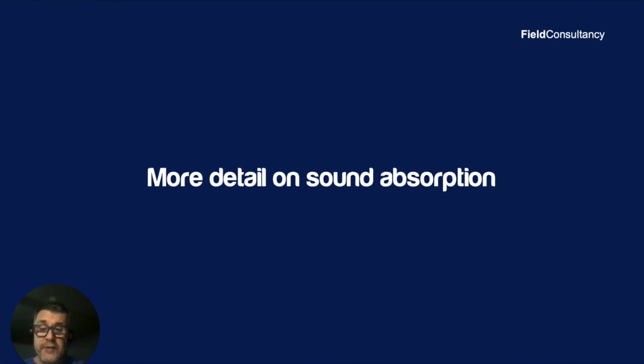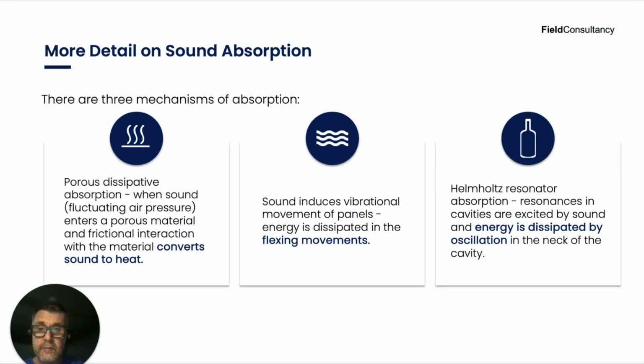More detail on sound absorption. So when we focus on sound absorption, there are three mechanisms of sound absorption that occur. There's porous dissipative absorption, when sound enters a porous material and frictional interaction with the material converts sound to heat. And this is the mechanism for most soft, fibrous materials.